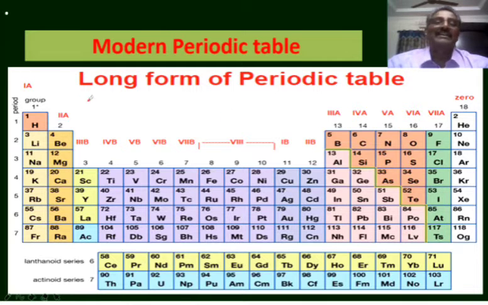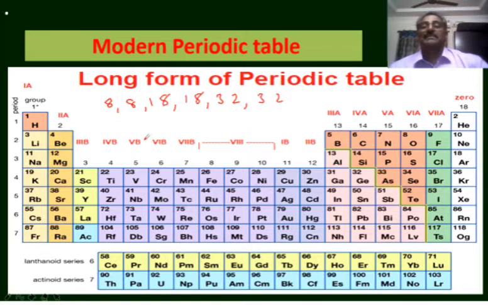In this way, the intervals of the atomic numbers in the elements of a group are 8, 8, 18, 18, 32 and 32. These are the intervals between the atomic numbers of the elements in a group. That means from this we can understand that the elements with similar properties are repeated at certain regular intervals when the elements are written in the increasing order of the atomic numbers.